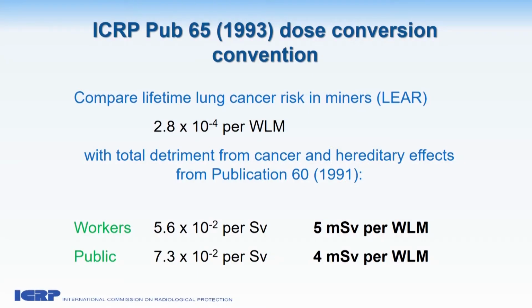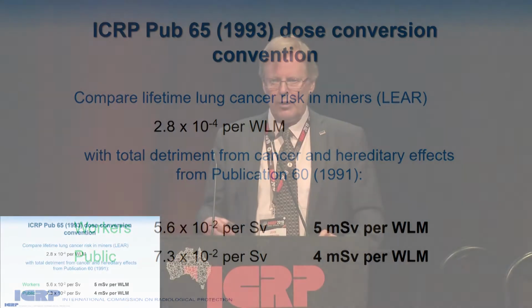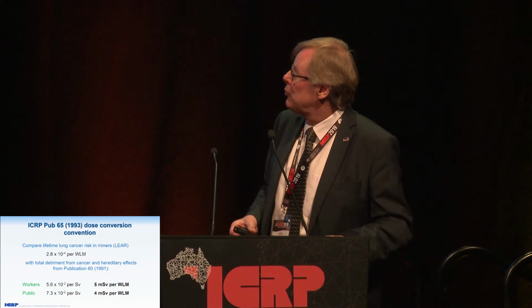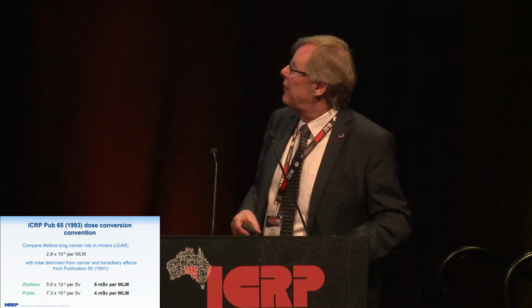Going back then to publication 65, there was an estimate, on the basis of the available underground miner data at the time, of lifetime risk of 2.8 times 10 to the minus 4 per working level month. Using that and the total detriment from publication 60, publication 65 derived these values of dose coefficient of either 5 or 4 millisieverts per working level month.